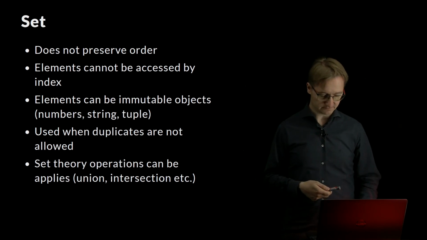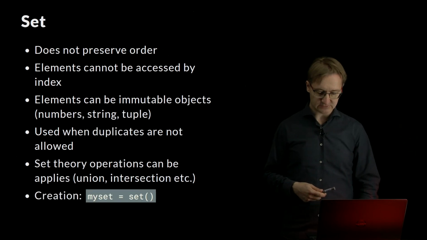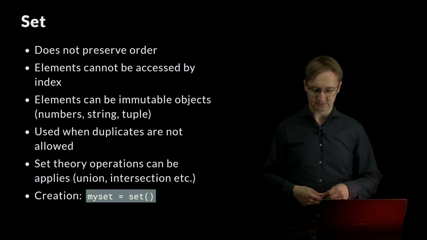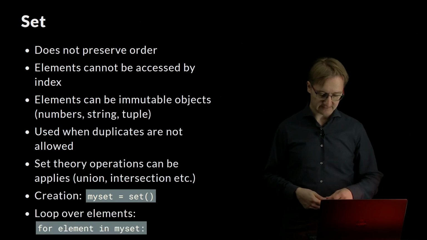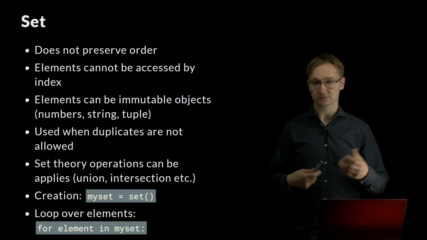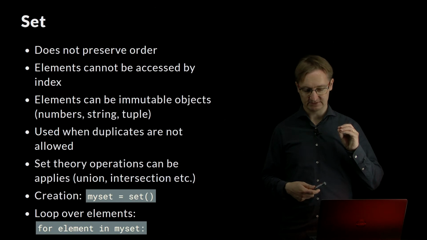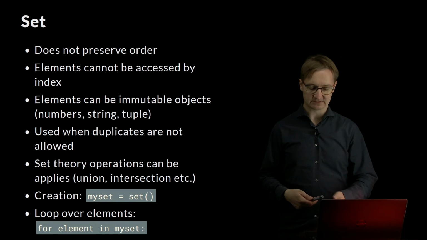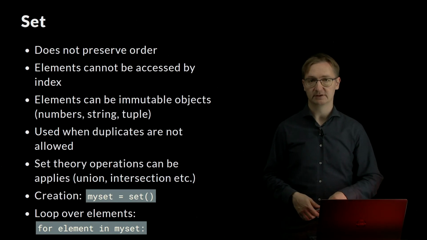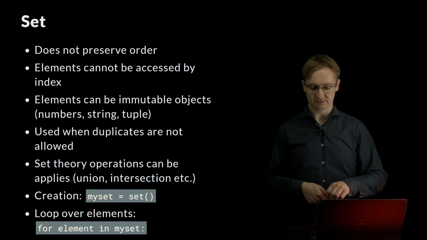With sets you can do those. And to create a set, we can just use the function set. I can of course add elements there, and if I want to loop over elements, then I can use a for loop. Although I said that I cannot access elements by index, I can still loop over those. But the order of those elements I get with the loop is not guaranteed. So I can get them in one order or in another order in the next loop.